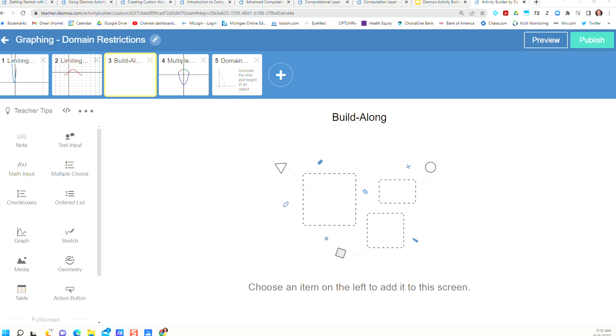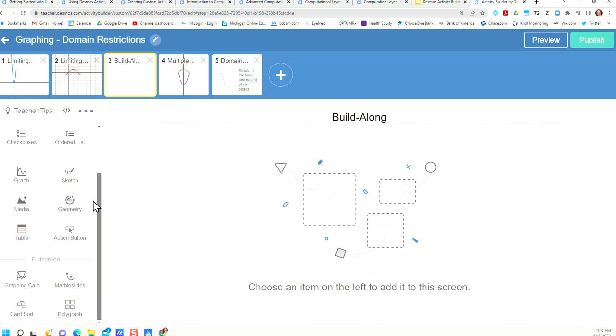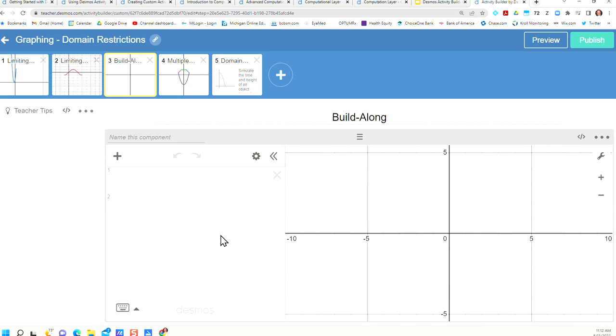So I want to take you now to a short build along where we're going to put one of these slides together. So what we're going to need for sure is a graph component. So on my left-hand side are my available components, and I'm going to choose right now to use just a full screen graphing calculator like we just saw. So I click that. That's the only component I can put on this slide, and then I need to decide what type of equation I want to have in here.